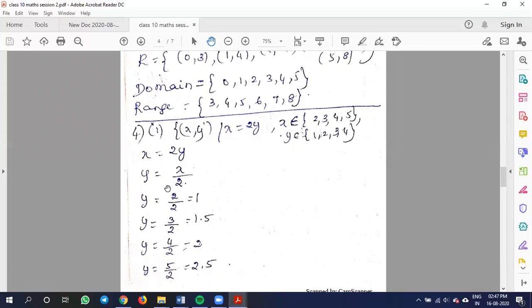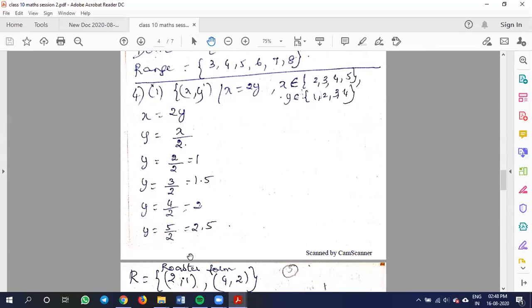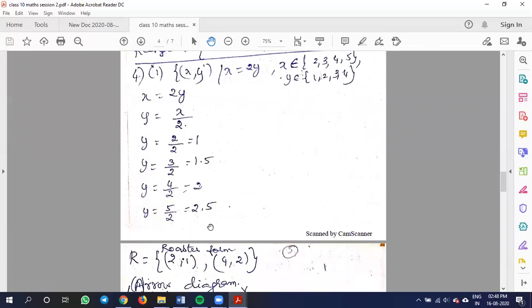Now you see the equation. Now y is equal to... first, I told you already, you have to take the first element from x. So 2. 2 by 2, 2 is a constant here. 2 by 2 is what? 1. Now take the next element, that is 3. 3 by 2, 2 is constant. What is 3 by 2? 1.5. Then next element is 4. 4 by 2. What is 4 by 2? 2. Now, last element, it is 5. So 5 by 2, it is 2.5. Now we can straight away write the roster form.